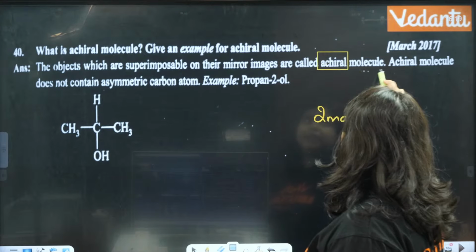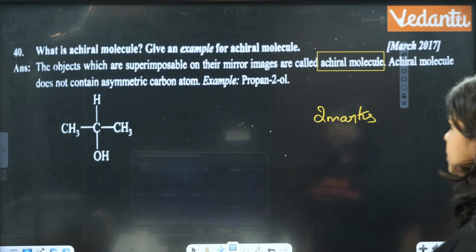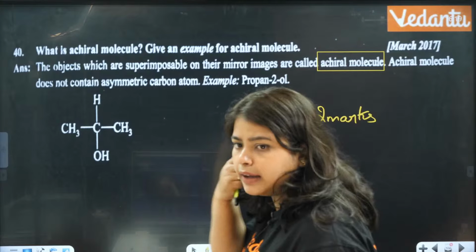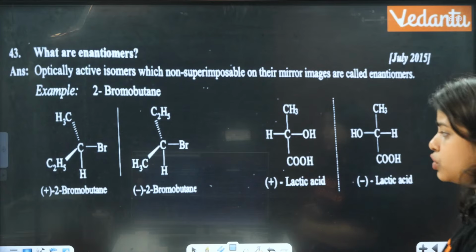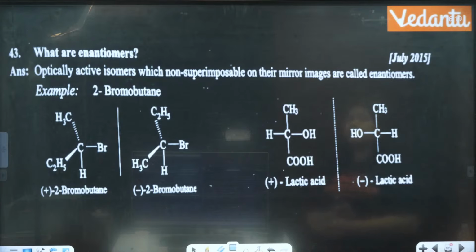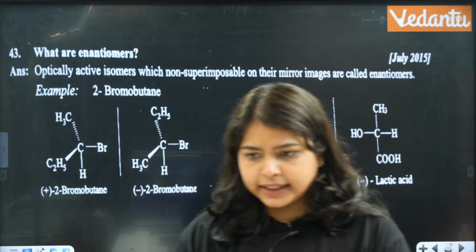And these molecules do not contain an asymmetric carbon atom attached, they call all of those that. Clear? Next comes enantiomers, which can be asked. This is also for 2 marks. Optically active isomers which are non-superimposable on their mirror images are going to be called enantiomers. What do they call it? They call it enantiomers. Clear?